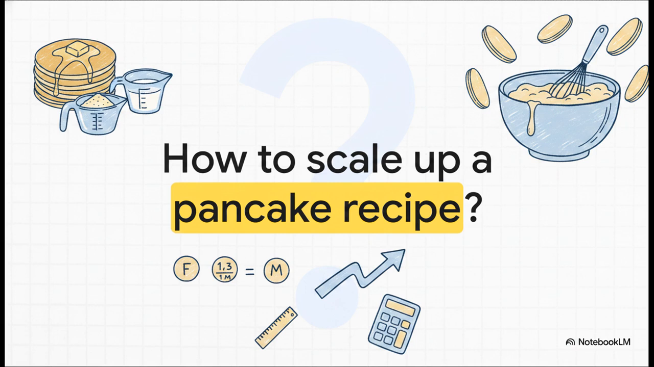Okay, let's dive into this with a problem you've likely faced in your very own kitchen. Imagine you have a pancake recipe. It calls for 2 cups of flour for every 1.5 cups of milk. That specific ratio makes the perfect, fluffy pancake.